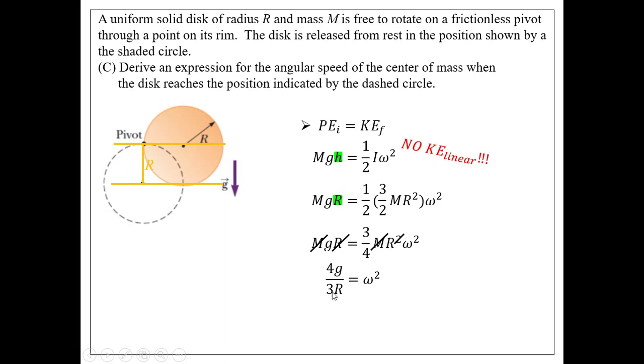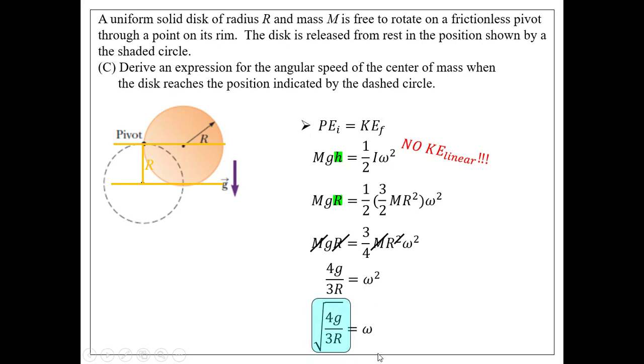So that R is also going to join the 3 in the denominator on the left side. So you notice here, you have 4g times 3r is equal to omega squared. We're almost done. So to get omega by itself, you would just take the square root of this whole left quantity, 4g over 3r, and that's it.